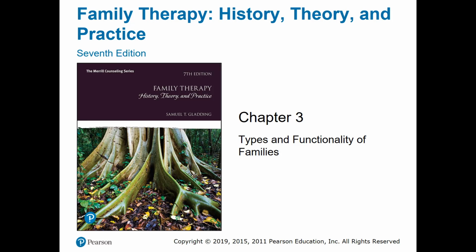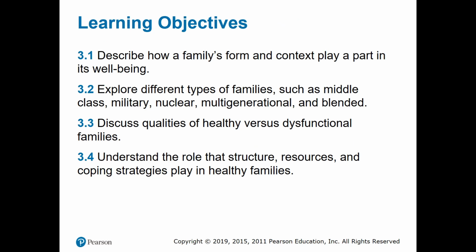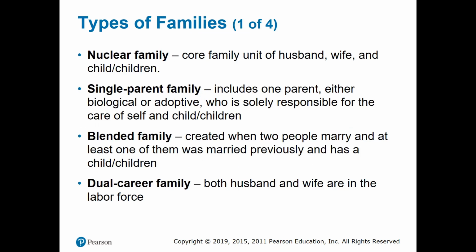Chapter 3 discusses the types and functionality of various families. Some of the objectives include describing how a family's form and context play a part in its well-being, exploring different types of families such as middle class, military, nuclear, multi-generational, and blended families, discussing qualities of healthy versus dysfunctional families, and understanding the role that structure, resources, and coping strategies play in healthy families.